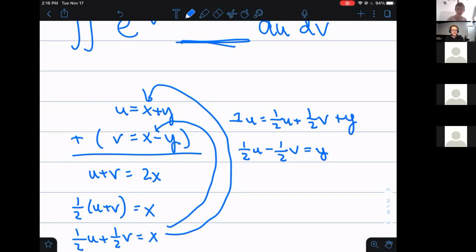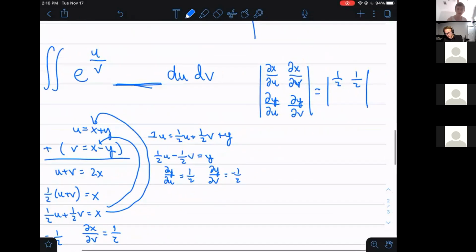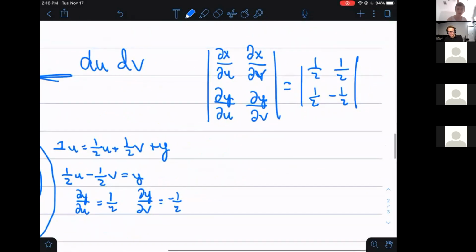Again, partial derivatives of this are quite fast. If you want to know the partial derivative of y with respect to u, it's just going to be 1/2. And the partial derivative of y with respect to v is just going to be negative 1/2. So 1/2, negative 1/2. Now we can take the determinant of this. We're going to get negative 1/4 minus another 1/4.